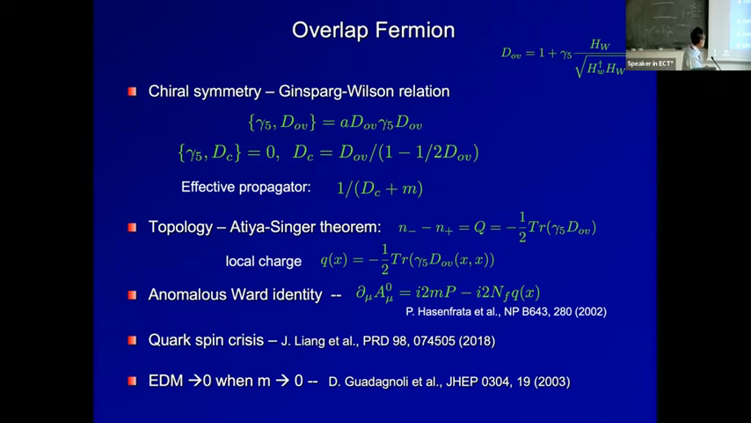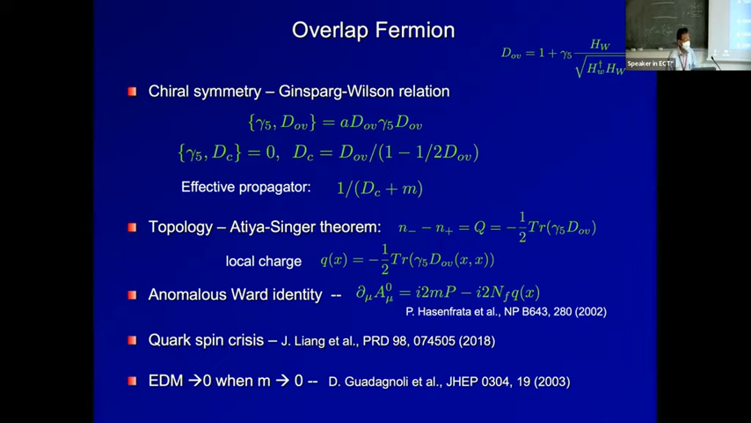So when you look at this, you can construct a D_c, the D overlap divided by 1 minus half D overlap. In that case, the D_c anti-commutes with gamma 5 exactly. But this D_c, you can see, 1 over that is non-local, right?